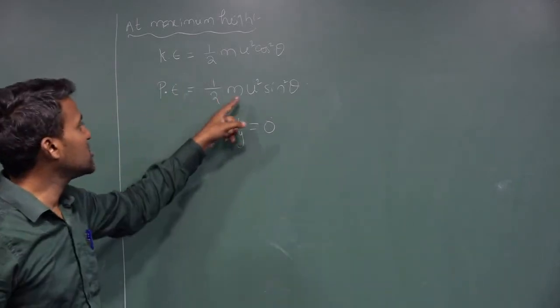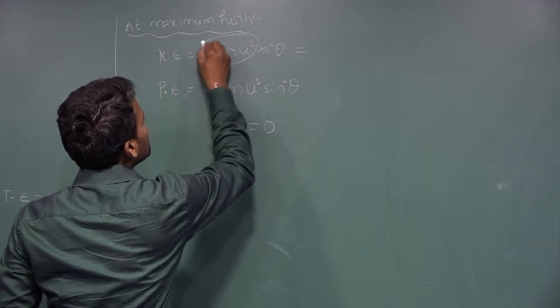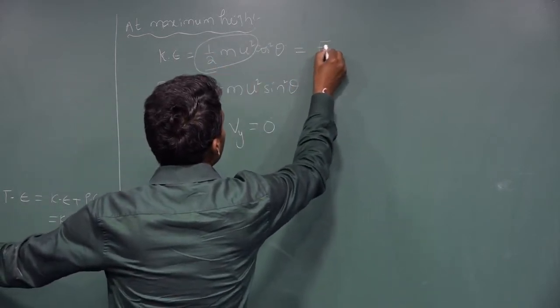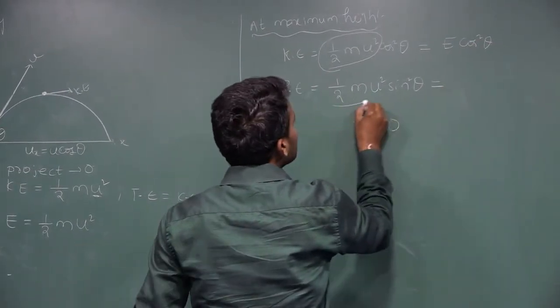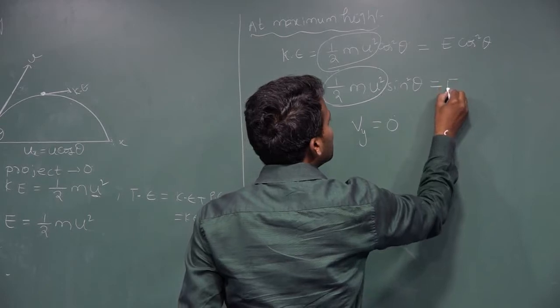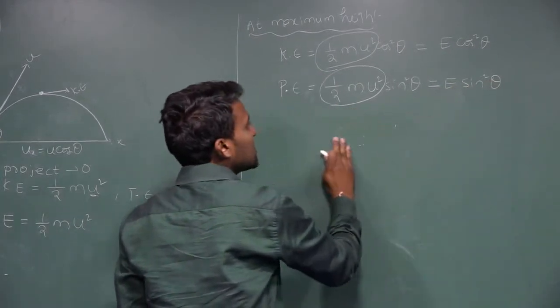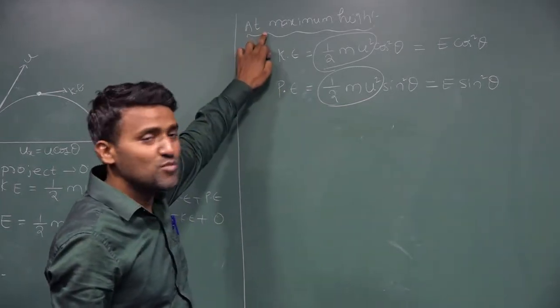So potential energy is equal to this. And here, half m u square is the total energy E, so kinetic energy is E cos square theta, and potential energy is E sin square theta, isn't it? So these are the kinetic energy and potential energy at the maximum height.